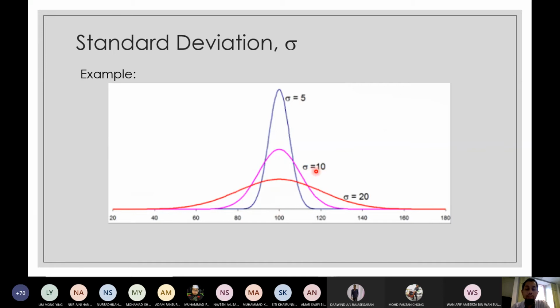If you have sigma equals 10, the average is still 100, but you see now the range is bigger. The range is larger. The data is spread out compared to sigma equals 5. And if you have sigma equals 20, then it's more flat. The mean is still 100, but because the dispersion is more, the data tends to be spread out. So based on our measurement, we will know what kind of data we are dealing with.